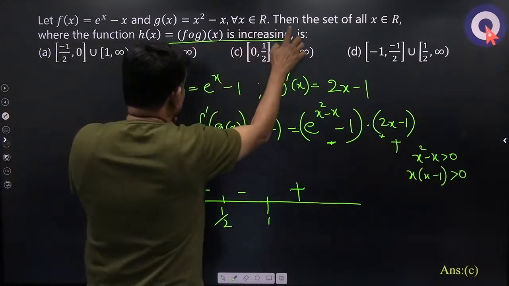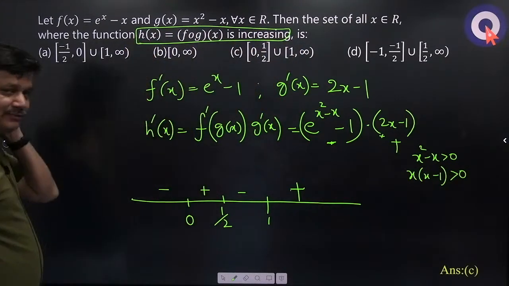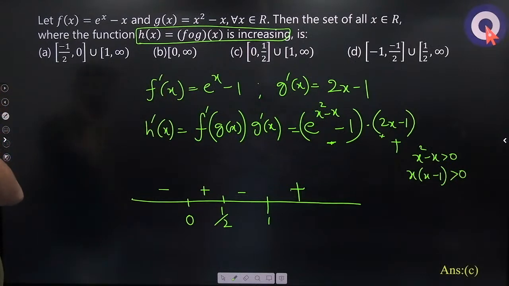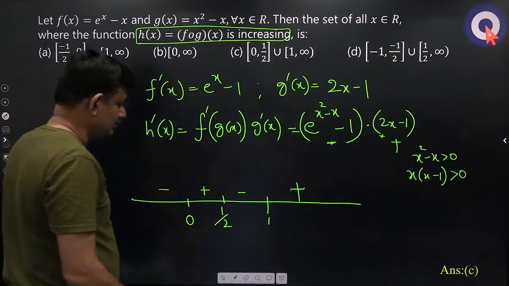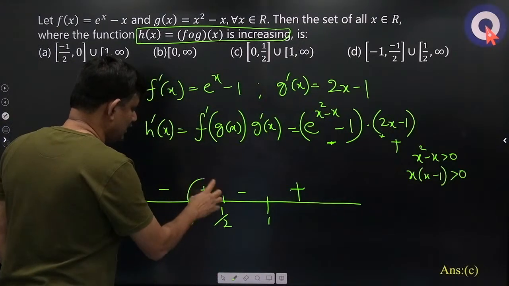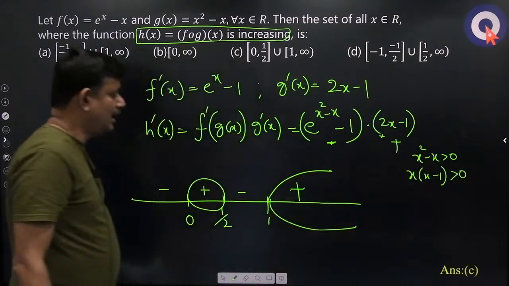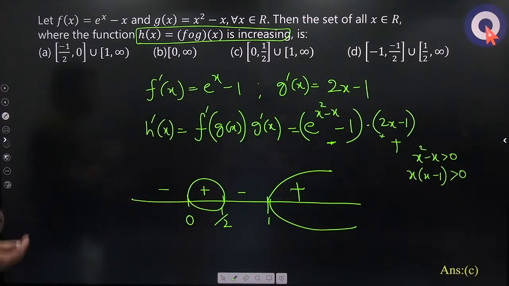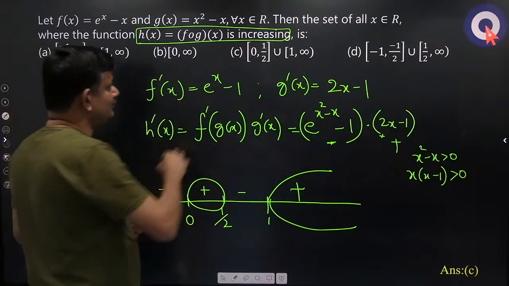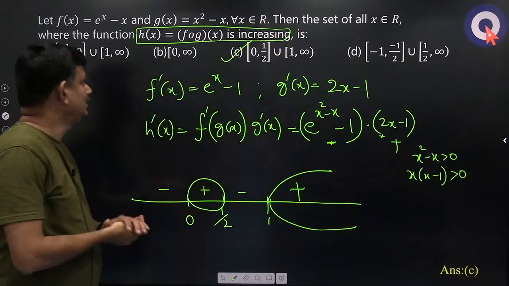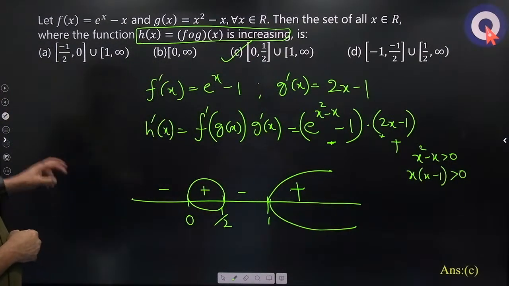You want h of x to be increasing. Where will h of x be increasing? From 0 to half and from 1 to infinity. So from 0 to half and from 1 to infinity, h of x is an increasing function.